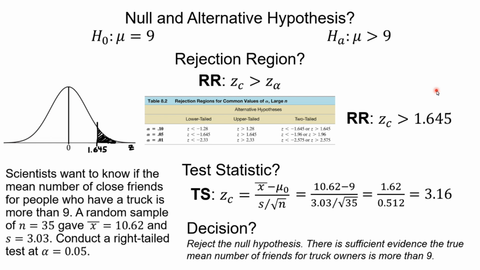So I Googled to get this baseline value of 9. I just Googled how many close friends am I supposed to have, and it said 9. So that's where that 9, that baseline came from here.